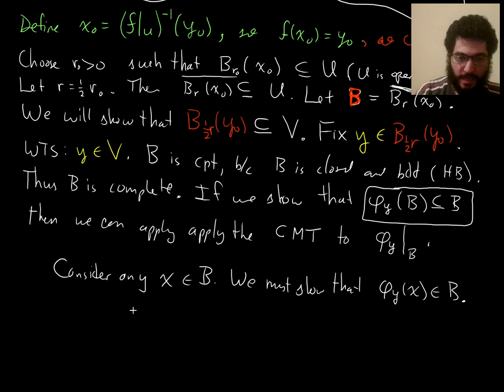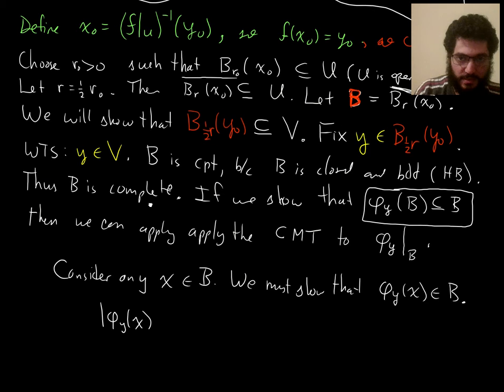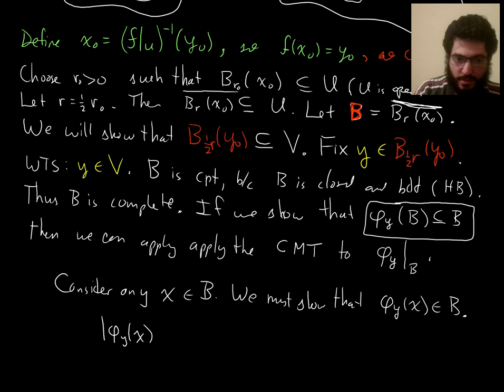So to show that phi sub y of x is in B, well, I should look at the definition of B. It's a ball of radius r centered at x naught. So I need to look at the distance of phi sub y of x from x naught. And I hope that this is less than r, or less than or equal to r would be okay, since this is a closed ball here.